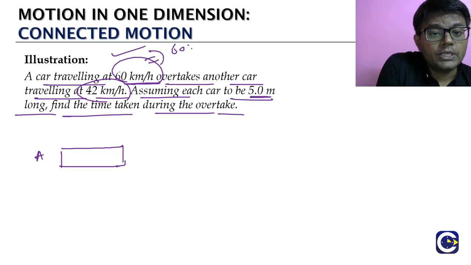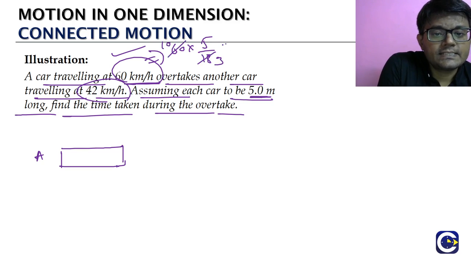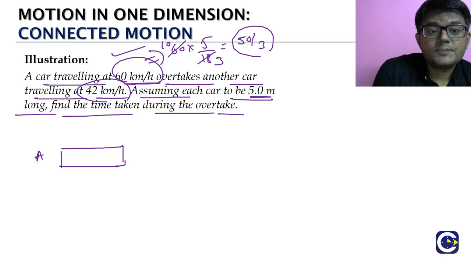What we'll do? We have to multiply by 5 by 18, right? Which means 6 3s are 18 and 6 tens are 60. What is it? 50 by 3. That is the speed of the first car.